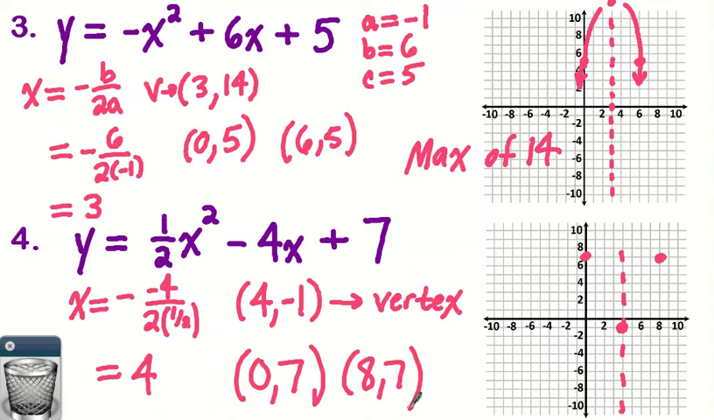And then it would have a minimum of negative 1. Absolute lowest value. All you have to do is look at the y coordinate of your vertex: minimum of negative 1. Woo! Okay.